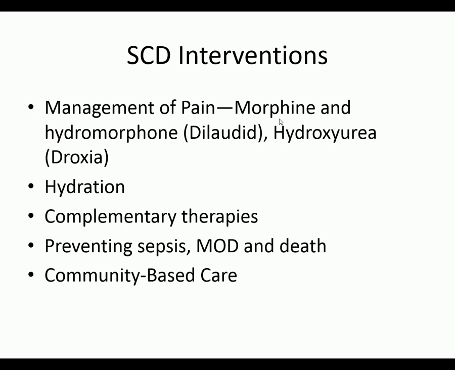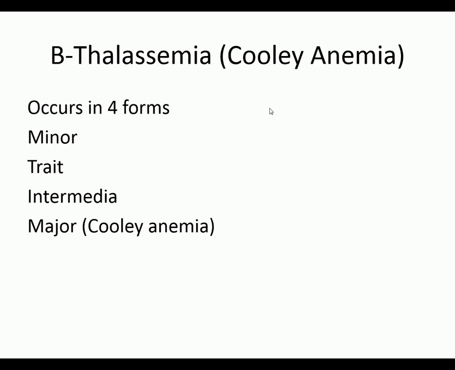Now let's move on to beta thalassemia or Cooley's anemia, and this is not in your med-surg book. You will find this in your pediatrics book. It occurs in four forms: thalassemia minor, thalassemia trait, thalassemia intermediate, and thalassemia major, which is the Cooley's anemia.